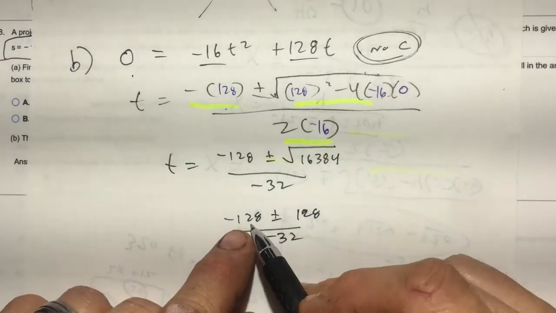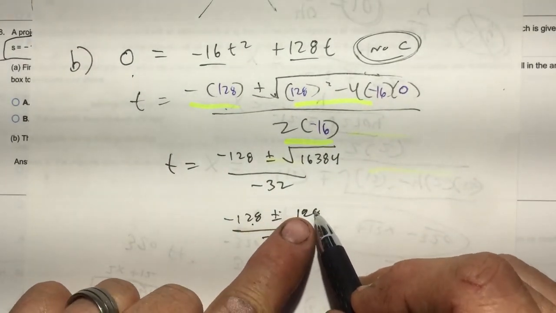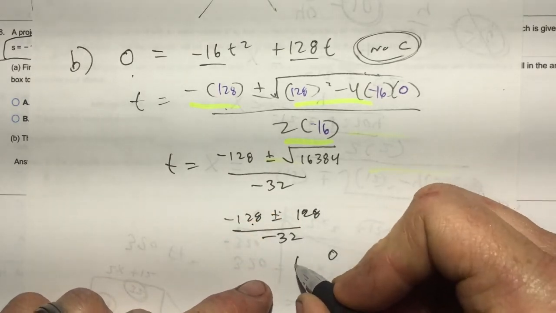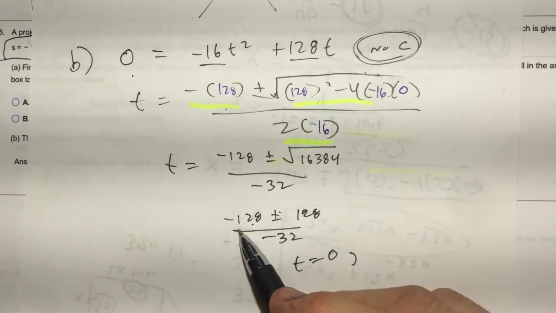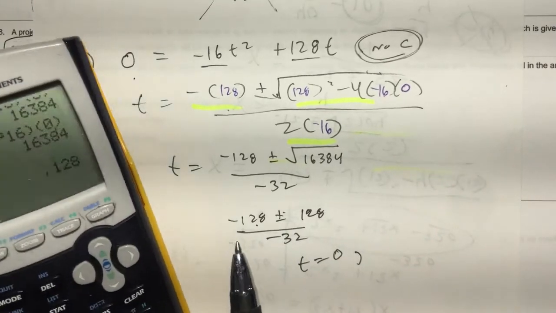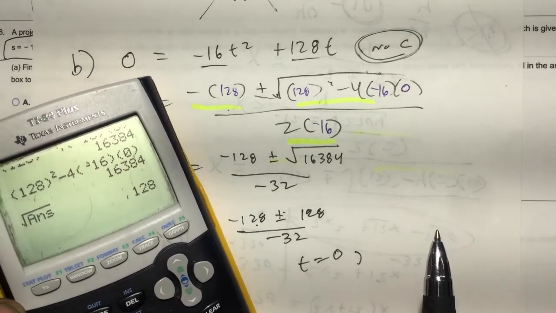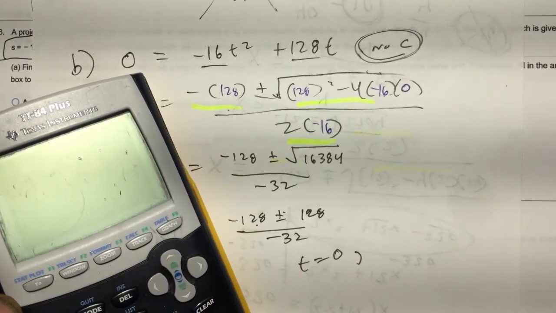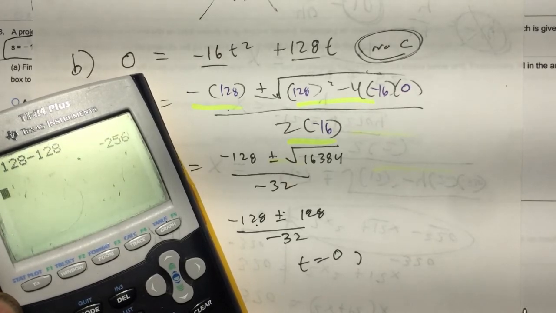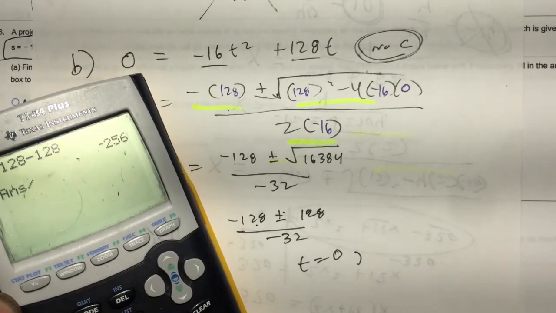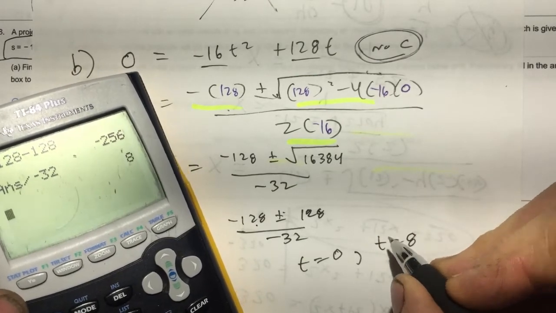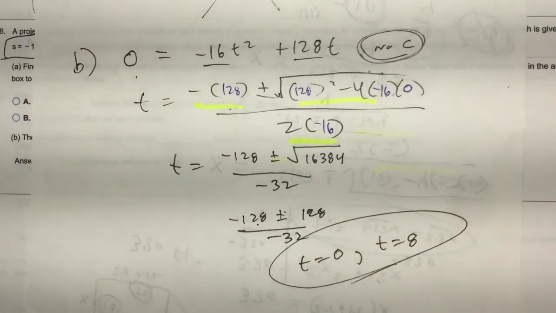Okay, so negative 128 plus 128 is 0. 0 divided by negative 32 would be 0. Then negative 128 minus 128 is negative 256 divided by negative 32. Here, I'll punch it on the calculator for you guys. Negative 128 minus 128, negative 256 divided by negative 32, 8. So here are my two solutions for T.